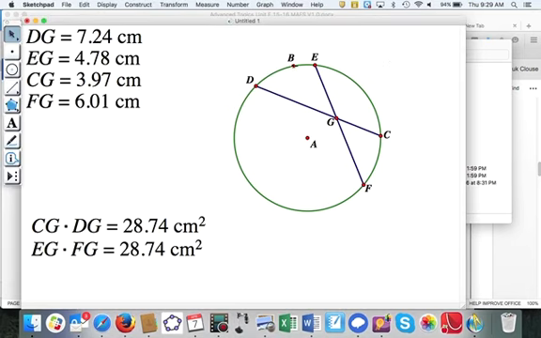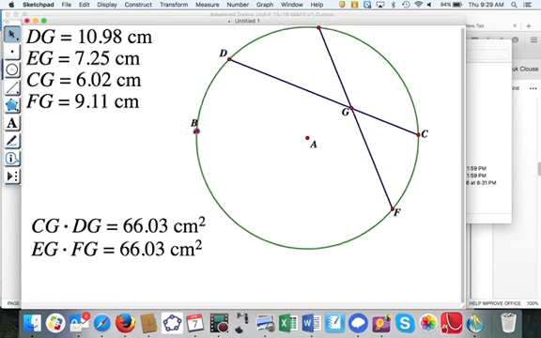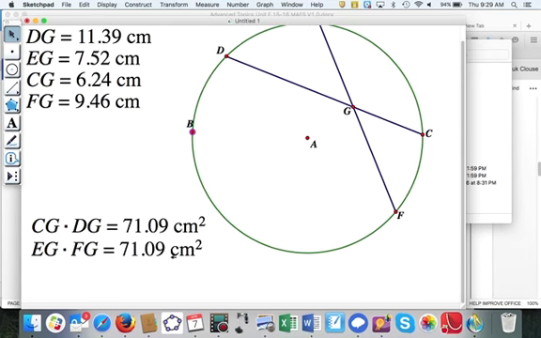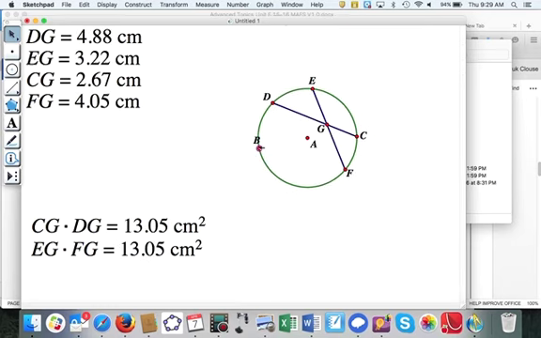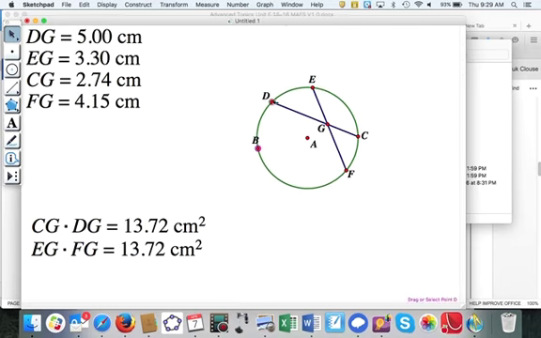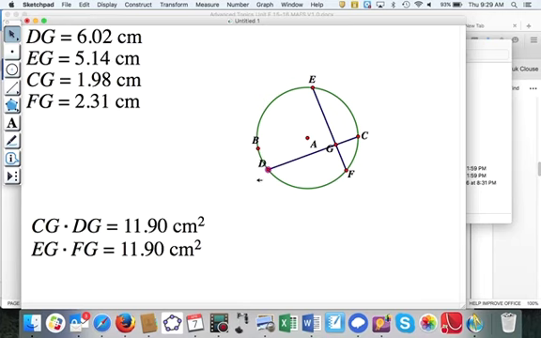But maybe I just happen to luck out. So maybe if I make B bigger, those products are still the same. Maybe if I make B smaller and move D so that the intersection of the two chords is in a different place, that product is still the same.